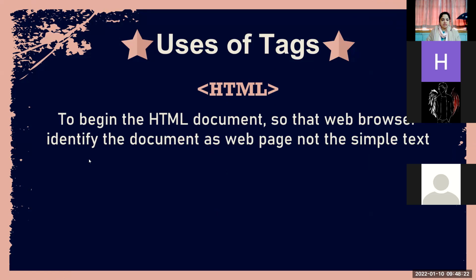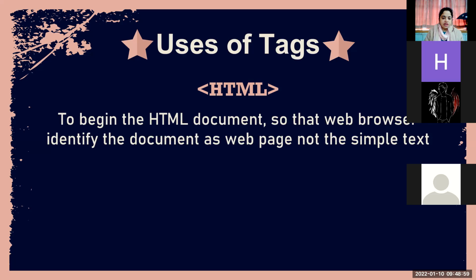Okay, what is the use of HTML tag? It is used to begin the HTML document so that web browser identify the document as a web page, not as the simple text. Whenever we start coding with the web page, we start the document with the HTML tag so that the first command that goes to the browser is to treat this document as a web page, not as a simple text. Because we are typing the text in notepad. So to instruct the browser that this is not a simple text file, this is a web page, we start the document with the HTML tag.